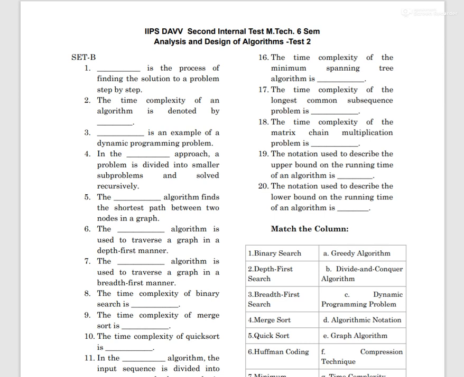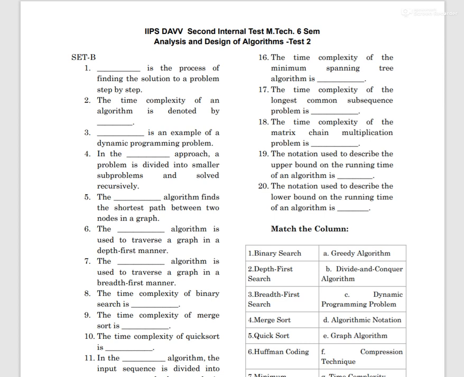Question 18. The time complexity of the matrix chain multiplication problem is, so the matrix chain multiplication problem is a type of dynamic programming approach, that is, it is solved using the dynamic programming approach and its time complexity can be order of n cube, order of n to the power 3.